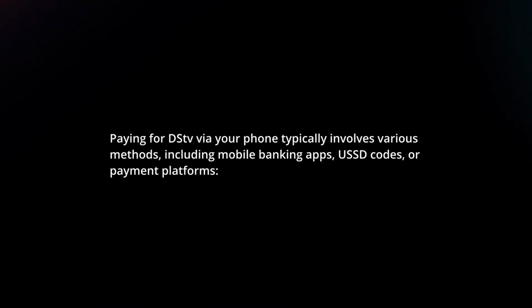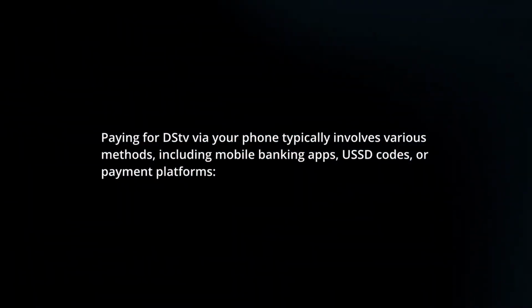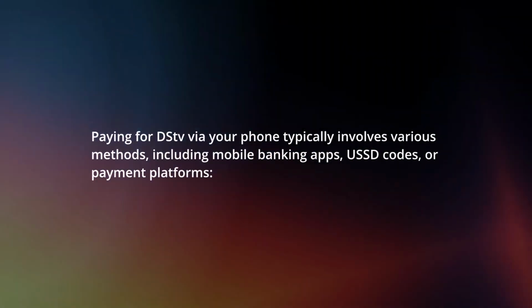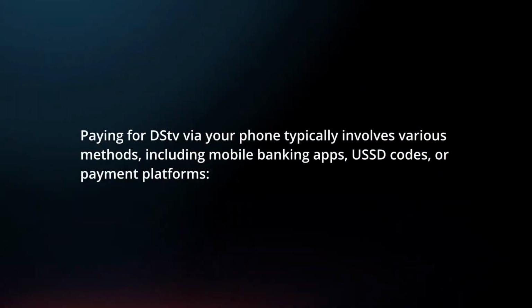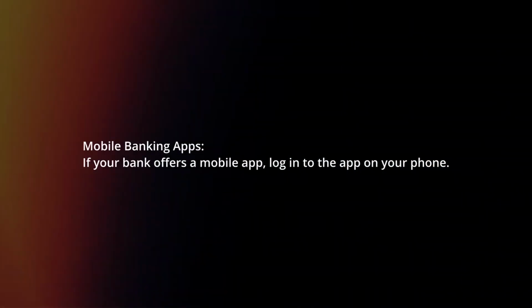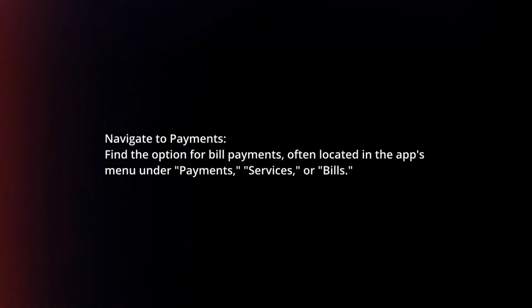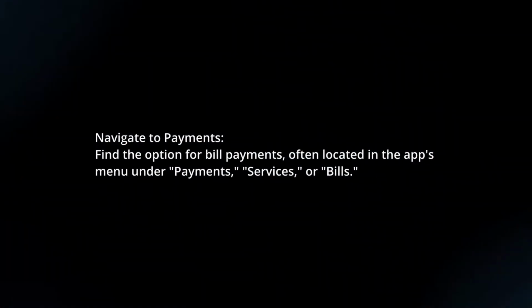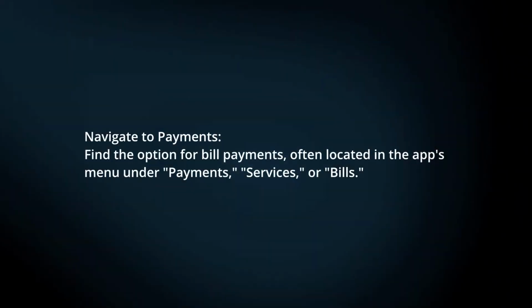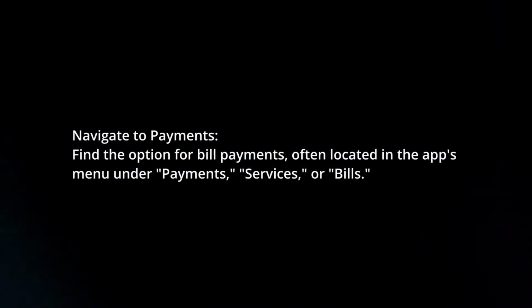Paying for DStv via your phone typically involves various methods, including mobile banking apps, USSD codes, or payment platforms. Mobile banking apps. If your bank offers a mobile app, log into the app on your phone. Navigate to Payments. Find the option for bill payments, often located in the app's menu under Payments, Services, or Bills.